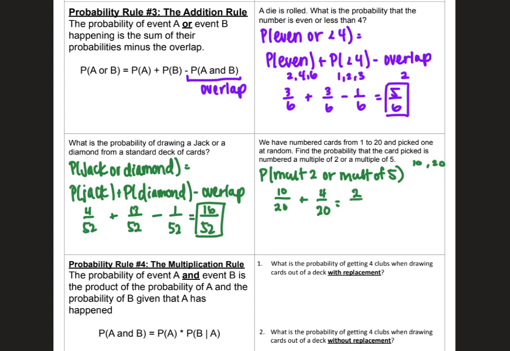So this should be a subtraction right here. The reason we're subtracting 2 is because we counted 10 and 20 in the first group and we counted them in the second group as well. So since we counted them in both groups, that's why we're subtracting it. So 10 plus 4 is 14. 14 minus 2 is 12. So the probability would be 12 out of 20.